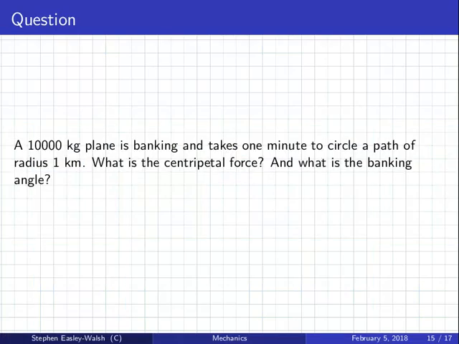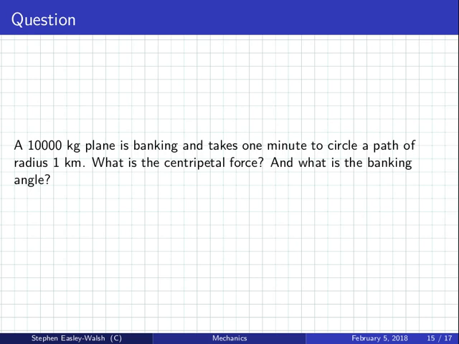Right. Now, we are getting harder. A 10,000 kilogram plane is banking. Does anyone know what this word means when we talk about planes? Banking. As in parking? No. Anyone know this word, banking? No? Okay, so look at me. So here's my plane, it's flying. When the plane does this, to turn, we call this banking.